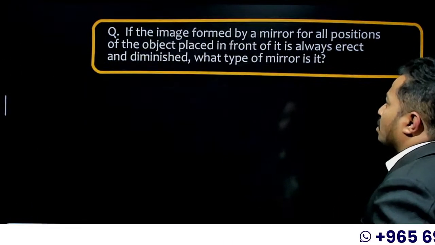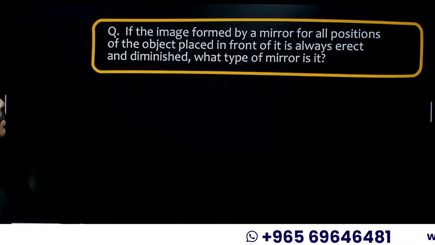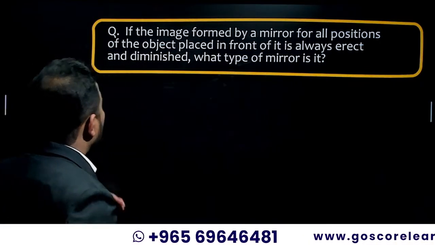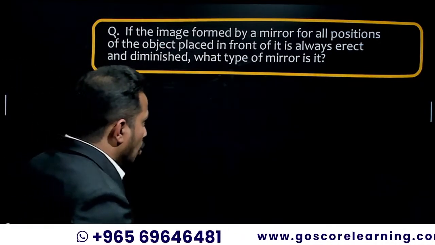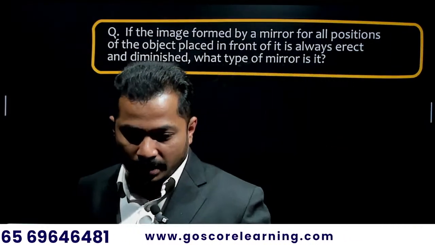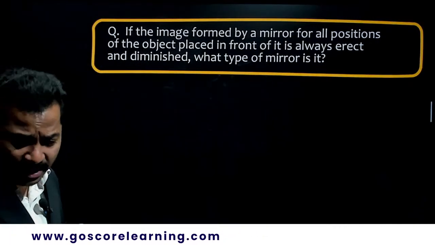Today I am moving with the first question. If the image formed by a mirror for all positions of the object placed in front of it is always erect and diminished, what type of mirror is it? It is a direct question. Can you answer? Does anyone know the answer?